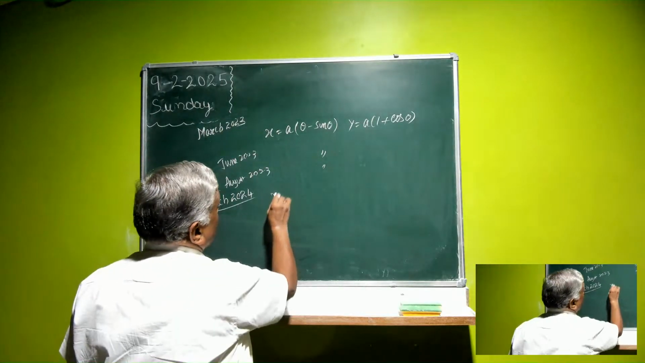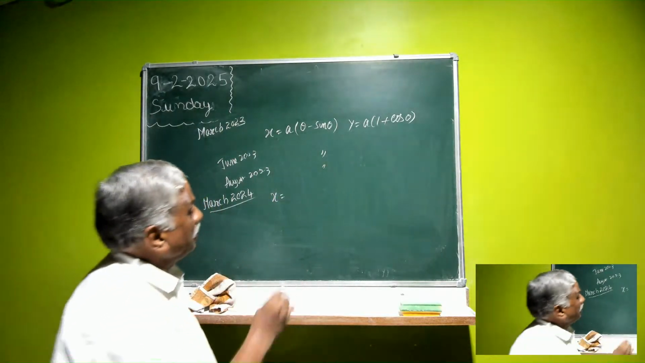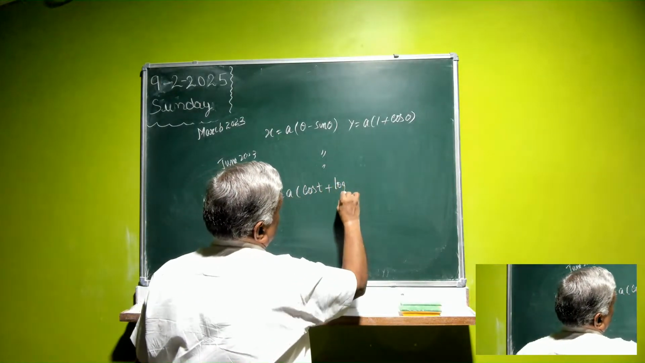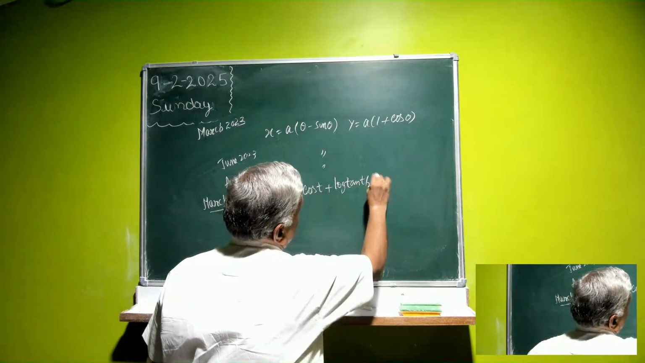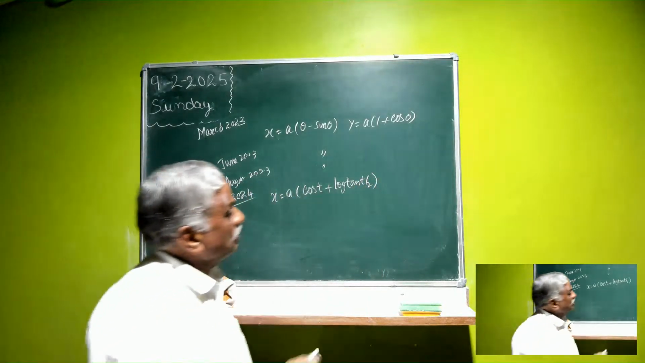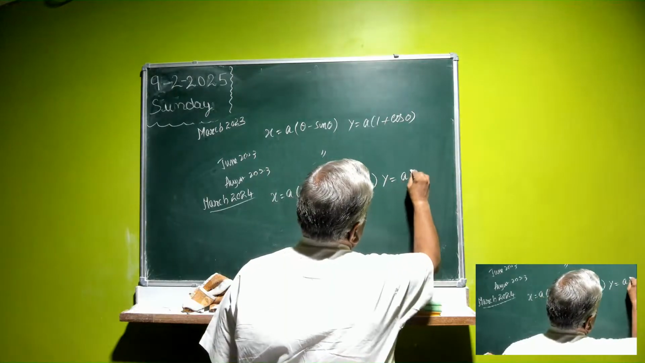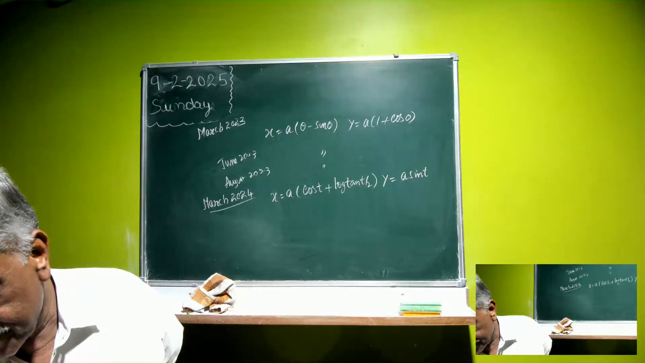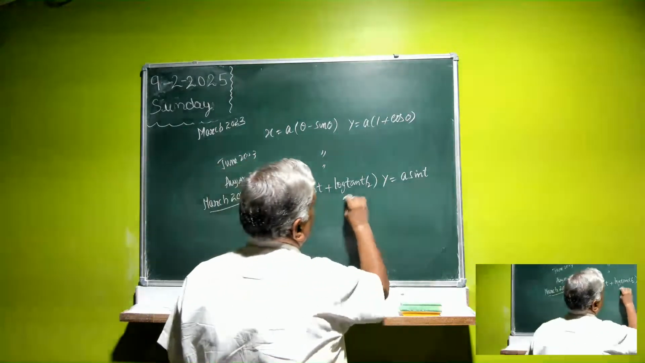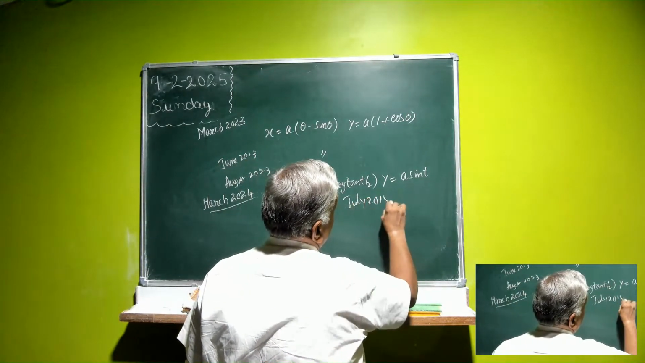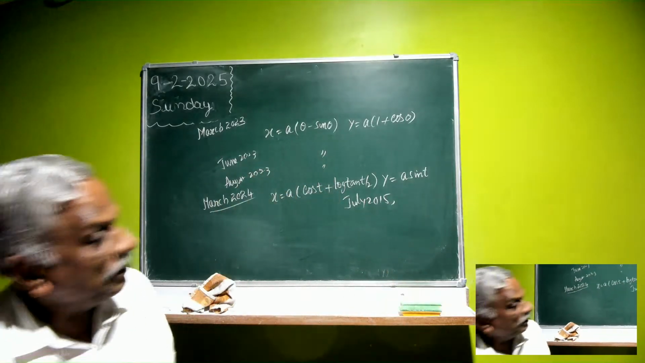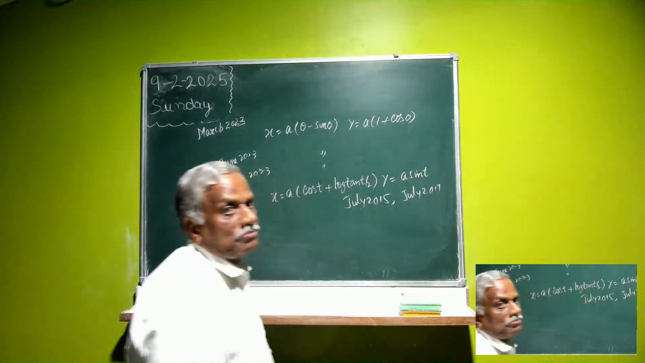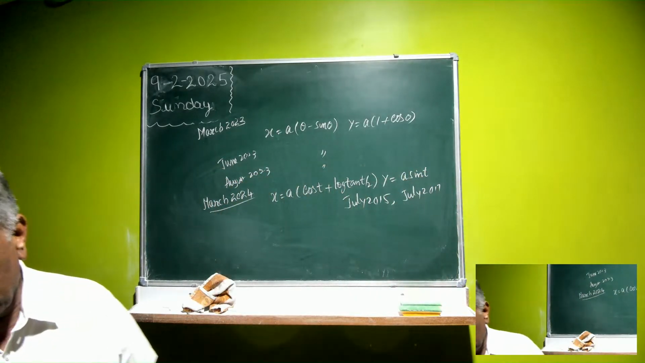If x is equal to a into cos t plus log tan t by 2, y is equal to a sin t, find dy by dx. July 2015, July 2017, they asked this problem, I worked it out, so I can skip this.